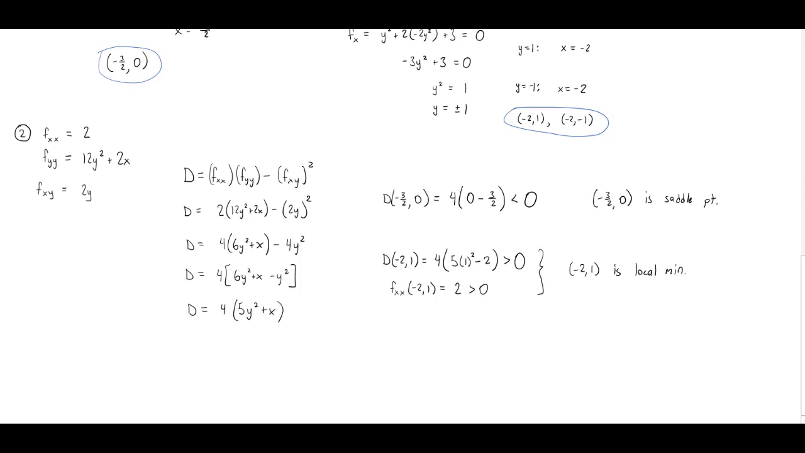And then finally, let's check the last critical point, when x is -2 and y is -1. So 5 times (-1) squared minus 2. So it's the same as what we had before. D is positive. fxx was constant, equal to 2, so it's still positive. That means that we have another local minimum.